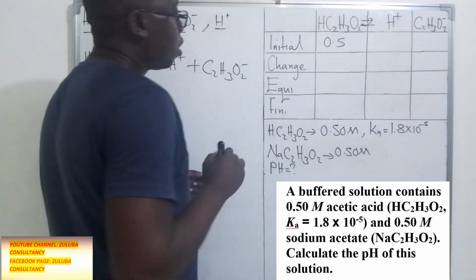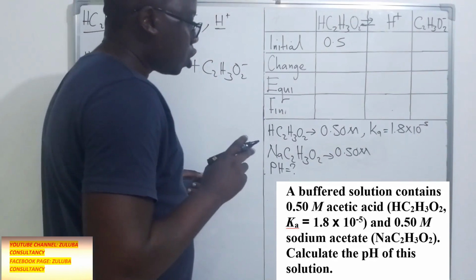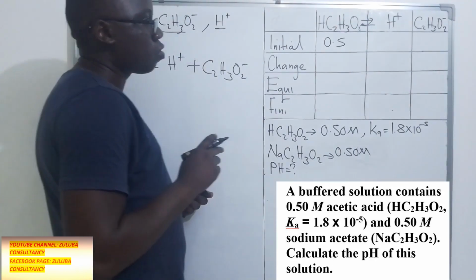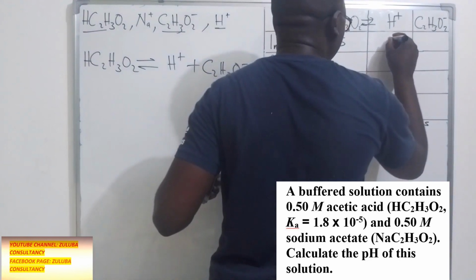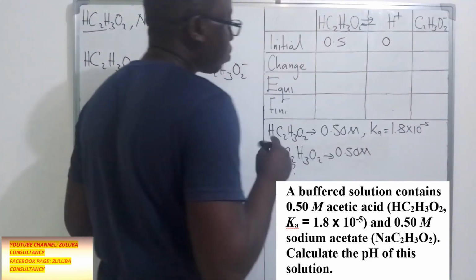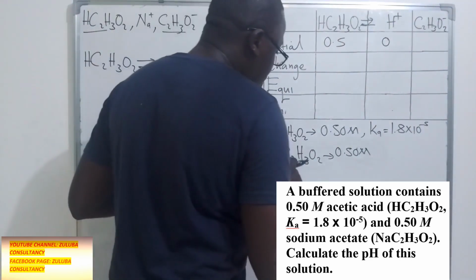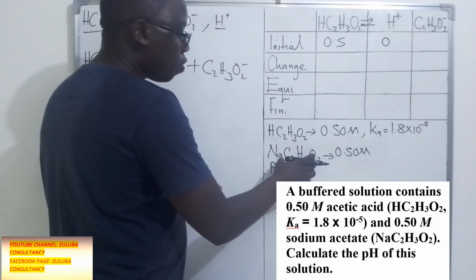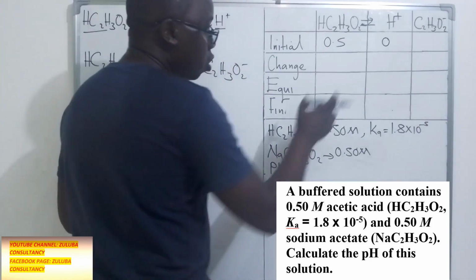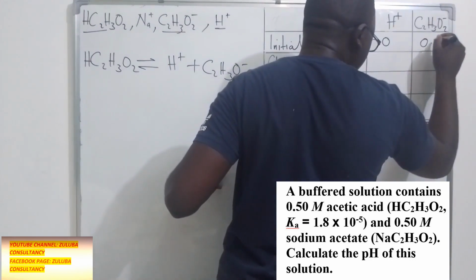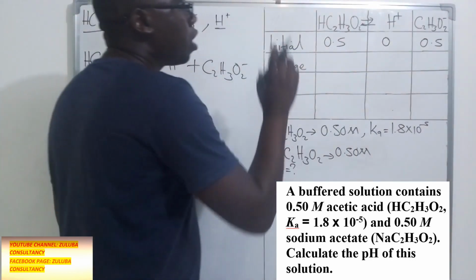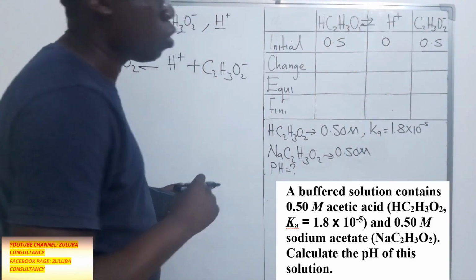0.5. Now, what is the initial concentration of H+? We have not been given the initial concentration of H+, but we have been given the concentration of the sodium acetate. So we have the concentration of these ions that are in this buffer solution.